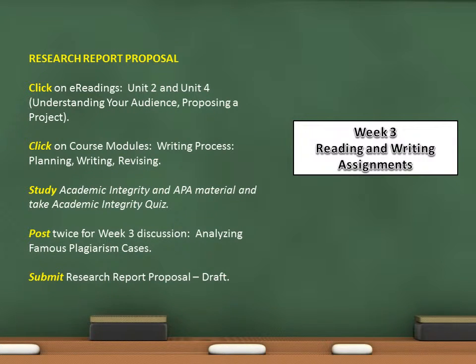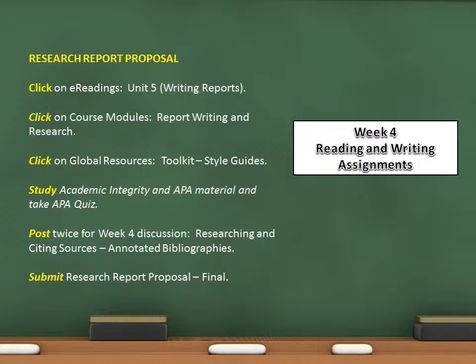Week 3, we start a new project, and that's the research report proposal. You have Unit 2 and 4 to read, a module about the writing process, because you are actually writing, of course. And this time around, you have the academic integrity quiz. Your week 3 discussion is about plagiarism, and you submit another rough draft, this time for the research report. No late rough drafts, they're never read or reviewed if they're submitted late.